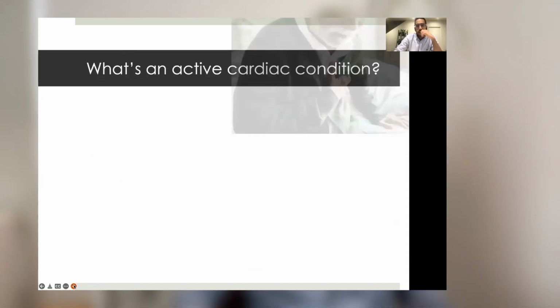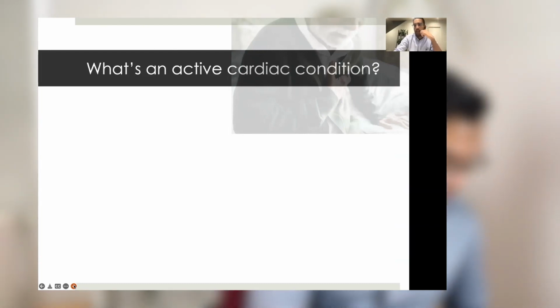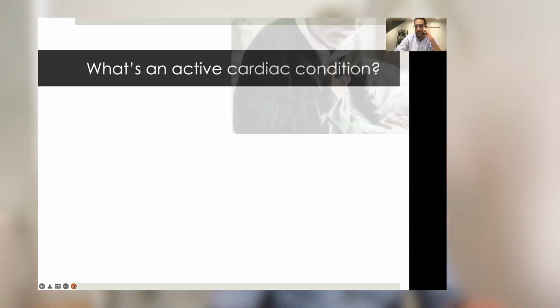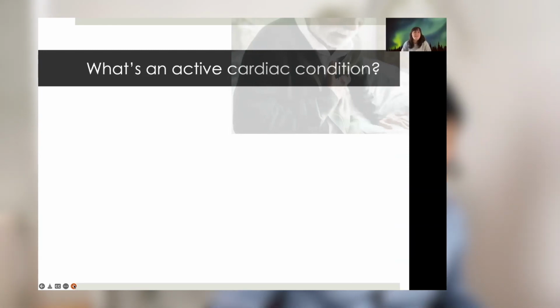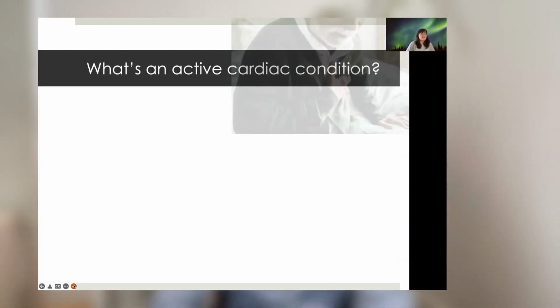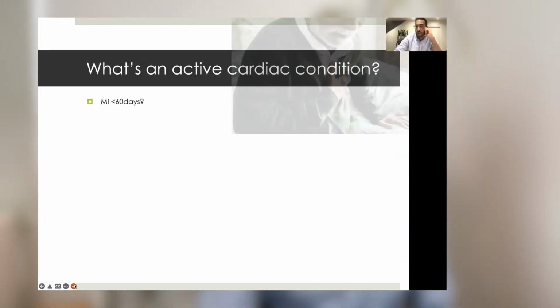So now we've done E, which is emergency, and then A is for anaesthetist: active cardiac condition. What would be an example of an active cardiac condition? Is it Lynn? Maybe like a myocardial infarction, something like that. Fantastic. So, myocardial infarction within 60 days, or acute coronary syndrome. Even things like unstable angina could potentially classify as active cardiac disease.